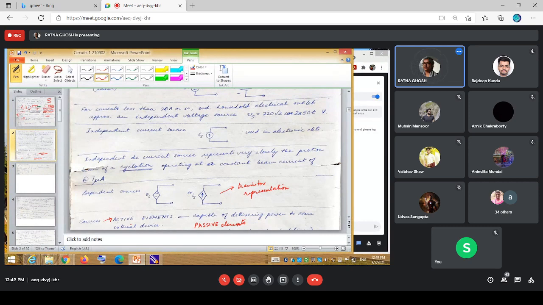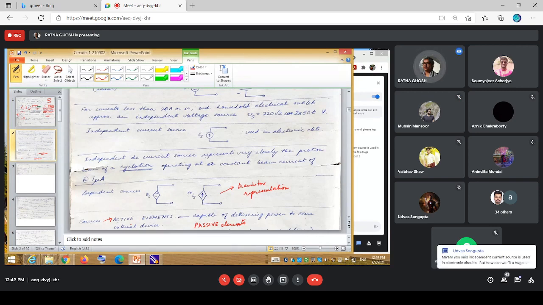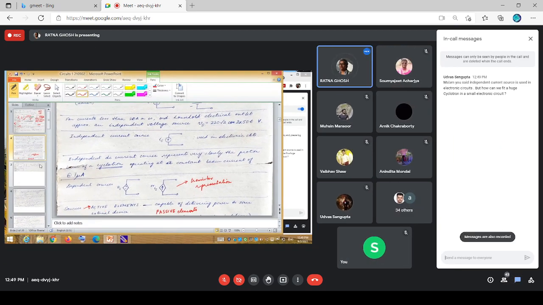Now you are aware of electrical circuits. What are the passive elements? Resistors. R, L, and C. R is okay, R is purely passive. L and C, do they not deliver power?